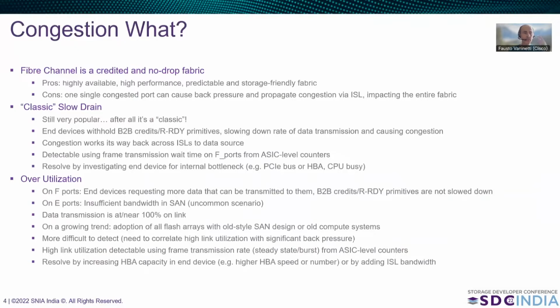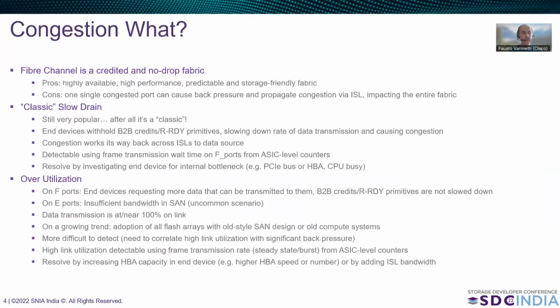There are two types of congestion scenarios. One is described as the classic slow drain. Classic because it's pretty old, and it's still very popular. In this case, end devices withhold buffer-to-buffer credits and receive-ready primitives, slowing down the rate of data transmission and causing congestion. At this point, congestion works its way back across ISLs toward the data source.